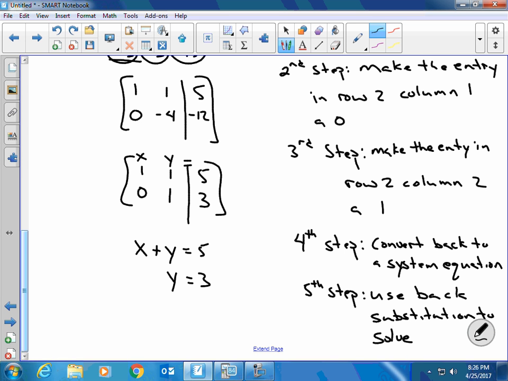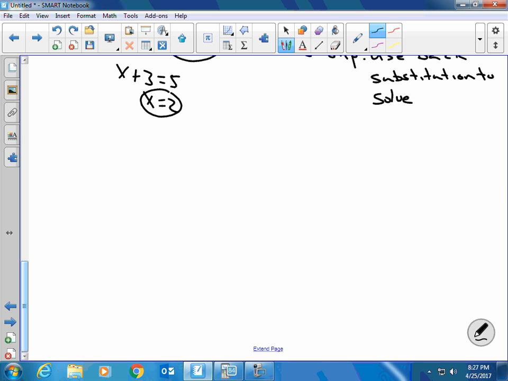So step 5 says use back substitution to solve. I'm going to substitute what y equals back into the first equation and solve for x. So I take the y and plug in 3 for it. I subtract 3, and I know x is equal to 2. Now, that may seem like a big, cumbersome process when you have other techniques that you've learned in the past, like elimination and substitution and graphing. But matrices are pretty powerful, especially when you start putting things onto the calculator, which at some point in time you may do in your math career. Okay, so it is important that you see these matrices.